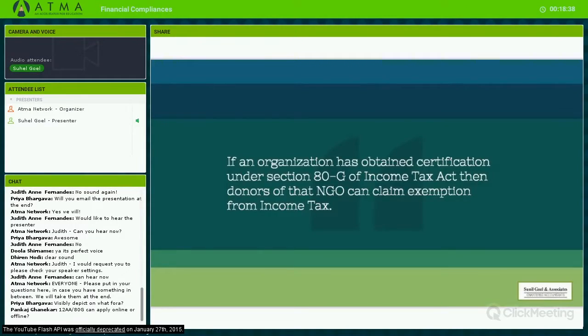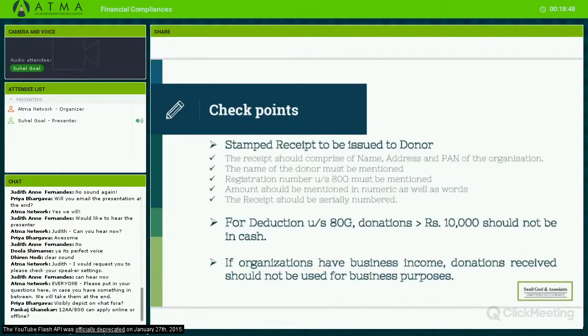The 80G approval is effectively for the donors. This entitles them to get an exemption towards the amount which they are paying to your organization. Whenever any sort of a donation is received by you, there are a few things which you must keep in mind, which will benefit the donors, which means that the receipts should be properly serially numbered. The name of the donor needs to be mentioned, the registration number of your organization needs to be mentioned, and a few other things that we've listed here.